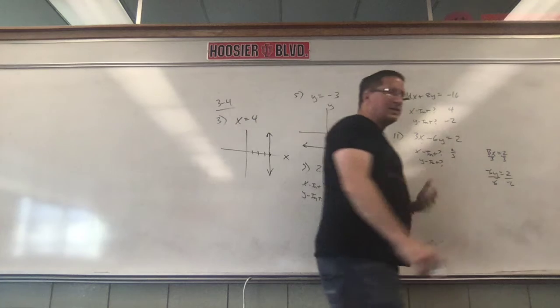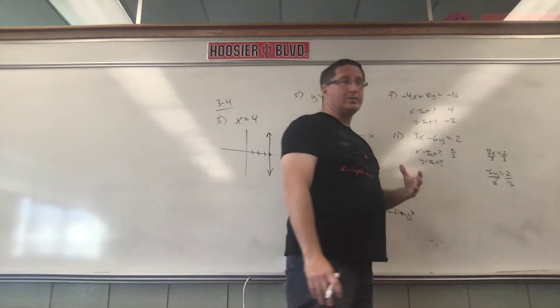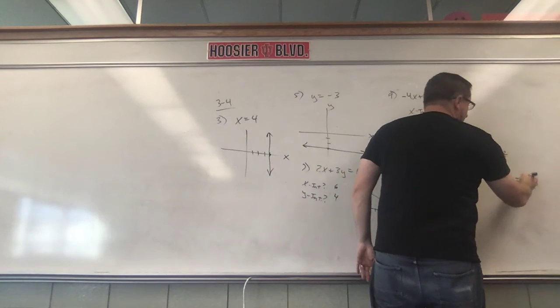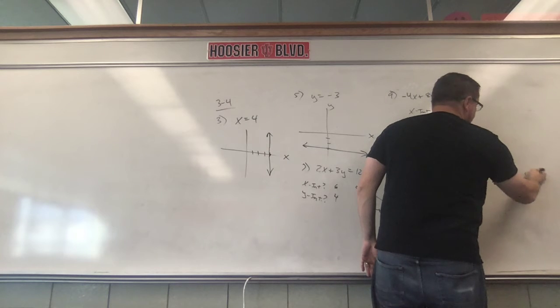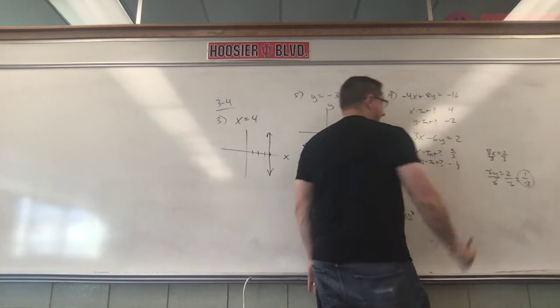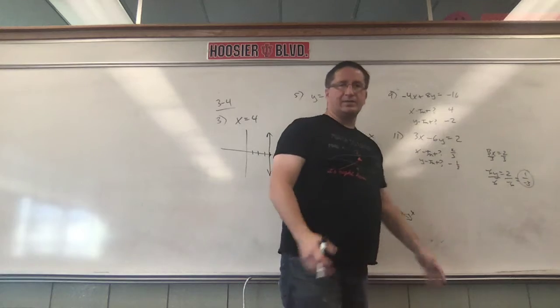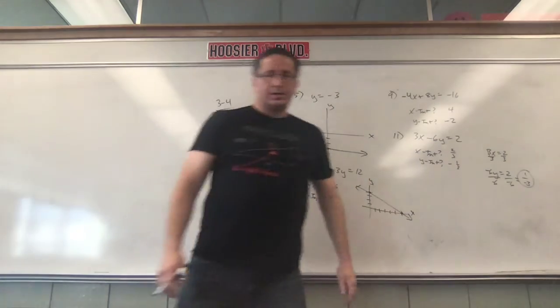Be careful, 2 divided by 6 is not 3. Okay, 6 divided by 2 is 3. 2 divided by 6, 2 goes in here once, 2 goes in here 3 times, so negative 1/3. Okay, it doesn't matter if the negative's on the top or the bottom, it doesn't matter. Okay? Question number 13.